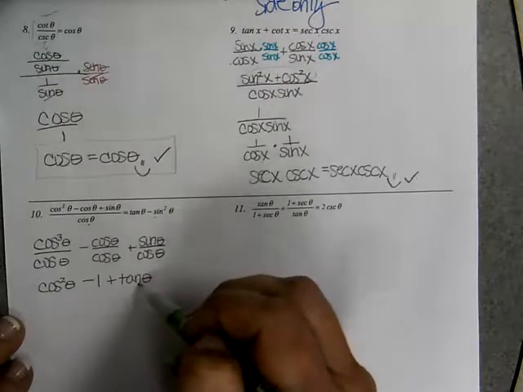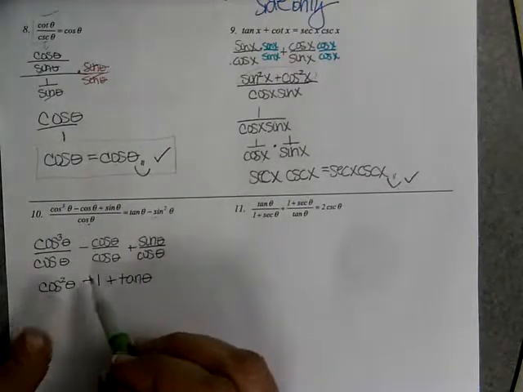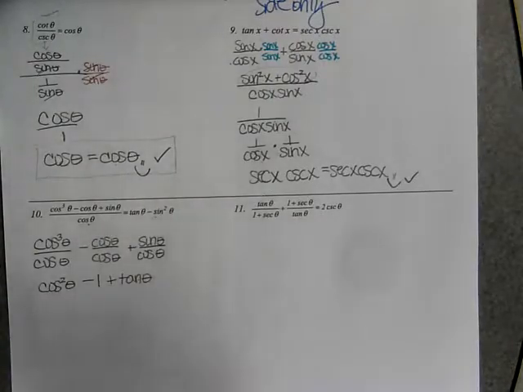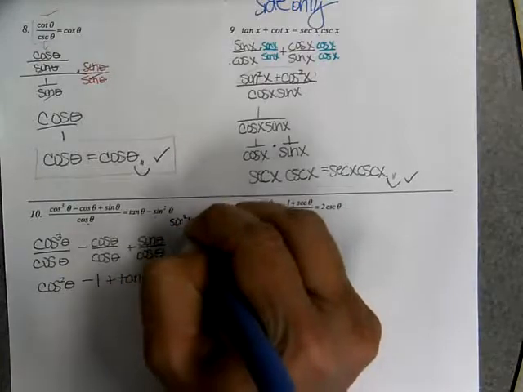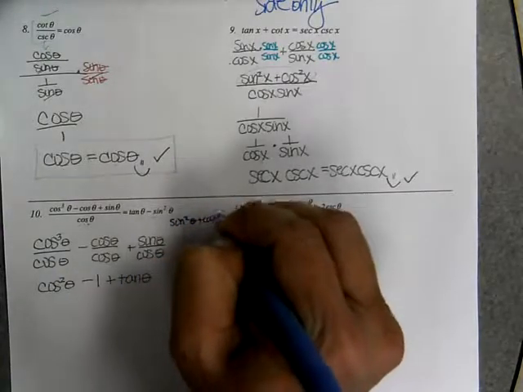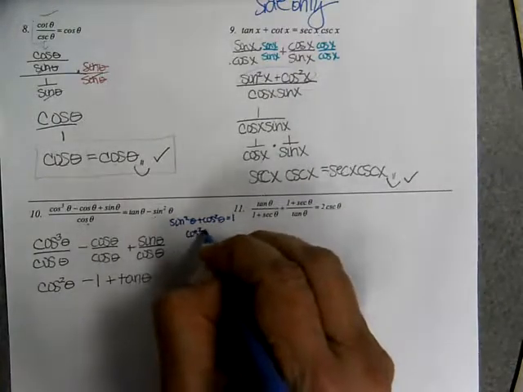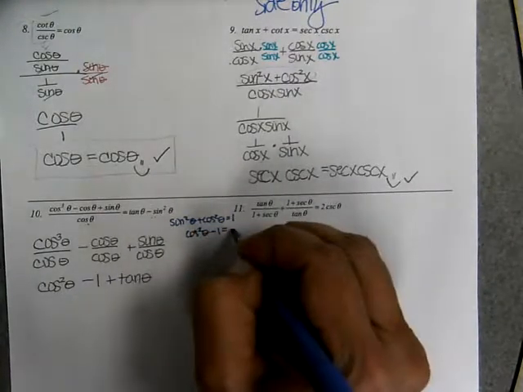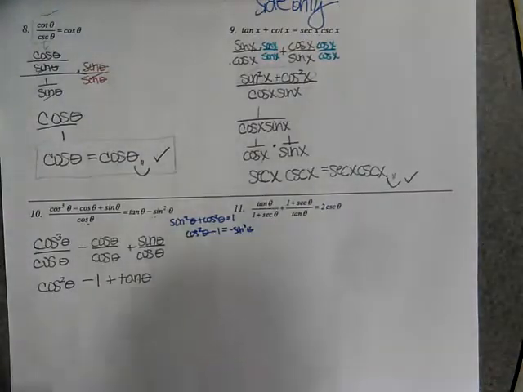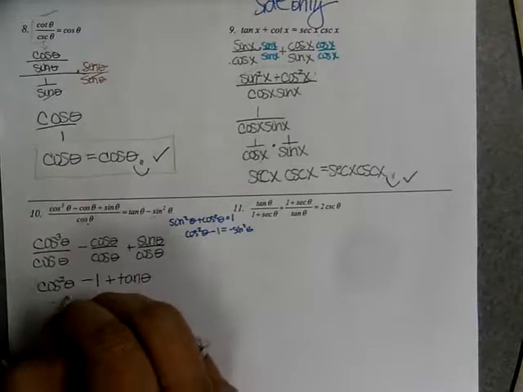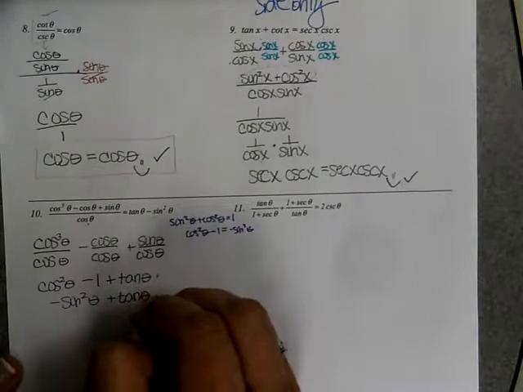And look how close we are already. We've got the tangent theta part. We just want to turn this into negative sine theta somehow. But how could we do that? Well, you need to make sure that you can manipulate that. Remember that sine squared theta plus cosine squared theta equals 1, right? So if we had cosine squared theta minus 1, do you see that that does equal the opposite of sine squared theta? So I know then that this is negative sine squared theta plus tangent theta.